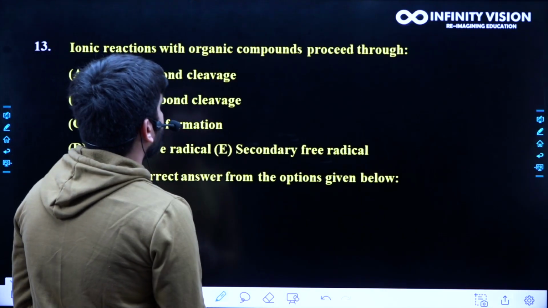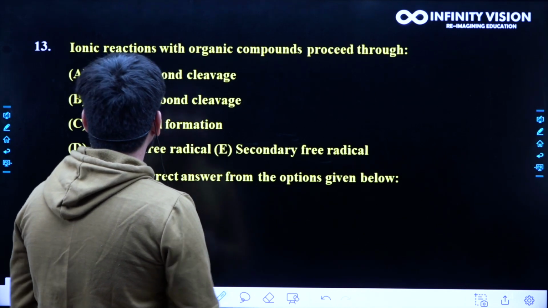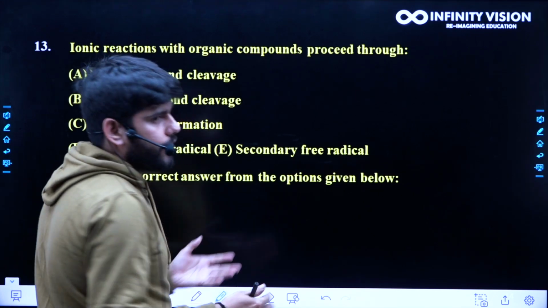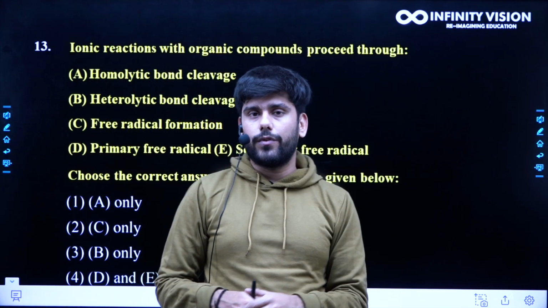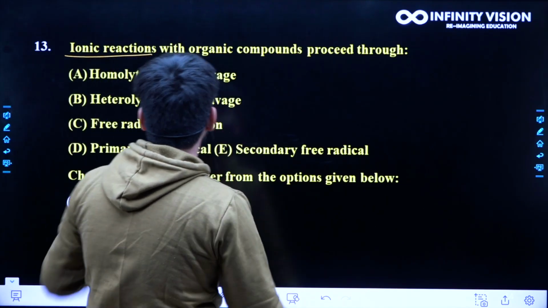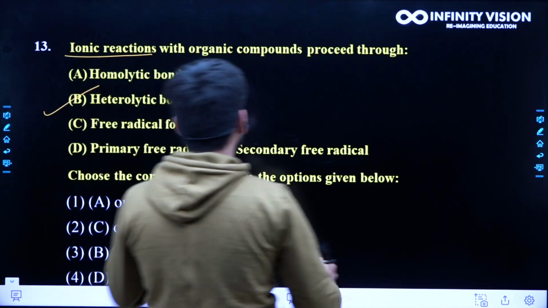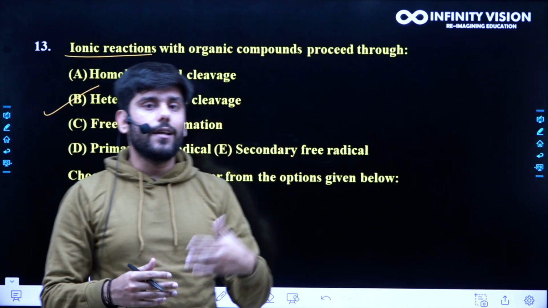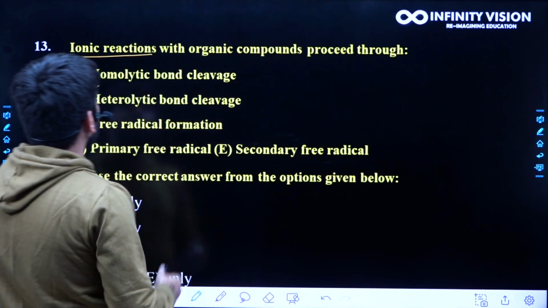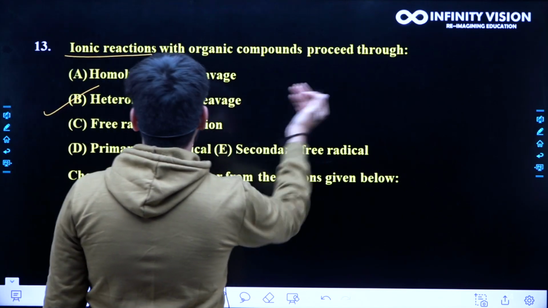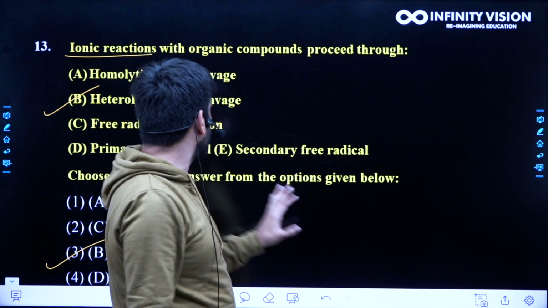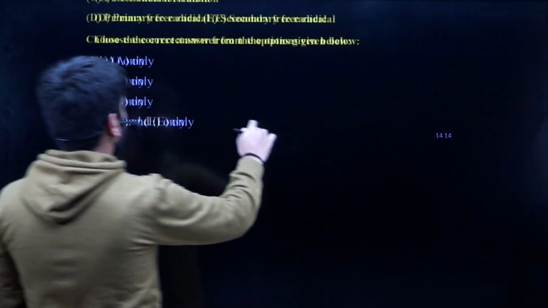Ionic reactions with organic compounds proceed through homolytic bond cleavage, heterolytic bond cleavage, free radical formation, primary free radical, secondary free radical. Now, I think this is one of the easiest questions in this paper. Ionic reactions with organic compounds proceed through heterolytic bond cleavage. Why? Because upon heterolysis, what do we get? We get ions, right? Cations and anions. So it leads to the formation of ions or charged species. So ionic reactions proceed via heterolytic bond cleavage. That is B only. Very simple. I hope the question is clear to you. Let us move to the next question.